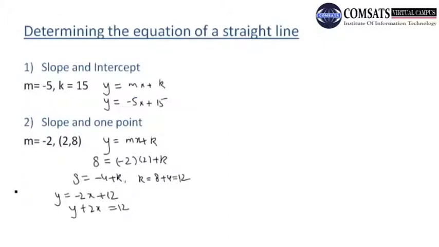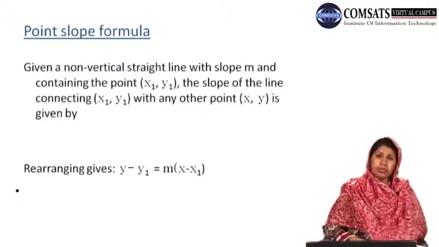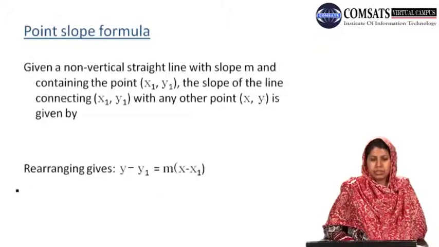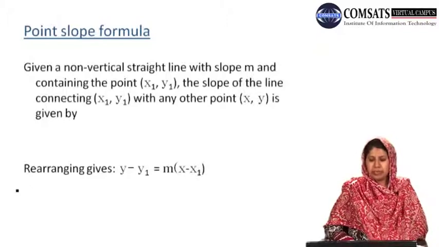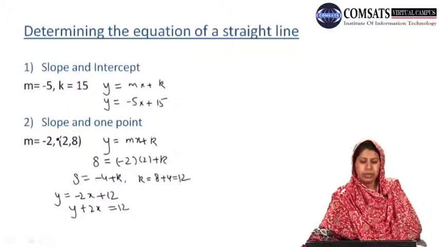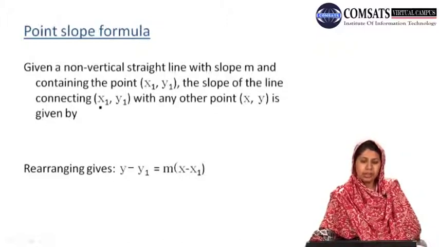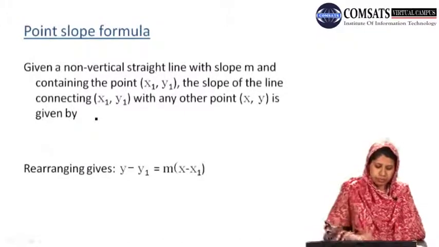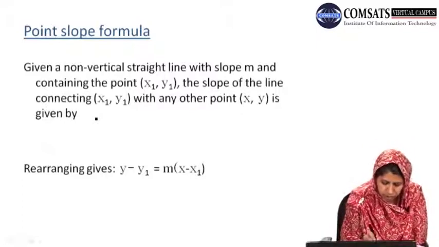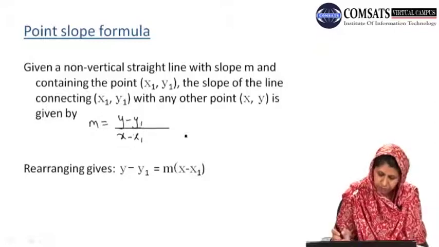Summarizing this second example, the slope and 1 point form, in general we have the point-slope formula. Let's have a look at it. If we are given a non-vertical straight line with slope m and containing the point (x1, y1), as it was the case in our second example, where we had a slope and a point (2, 8). Now the slope of the line connecting (x1, y1) with any other point (x, y) is given by m = (y - y1)/(x - x1).